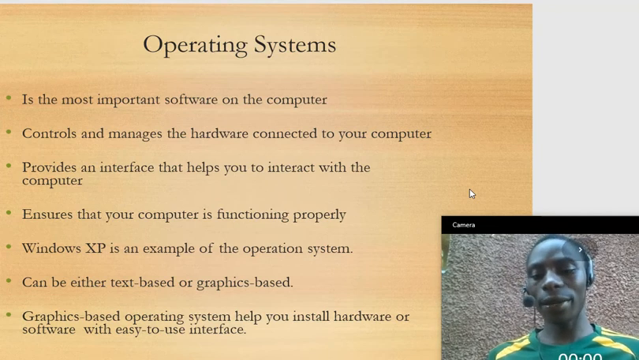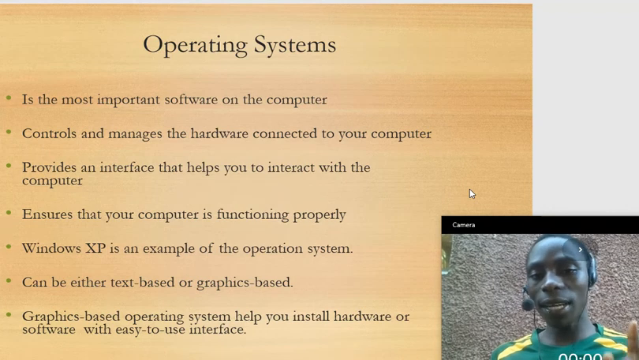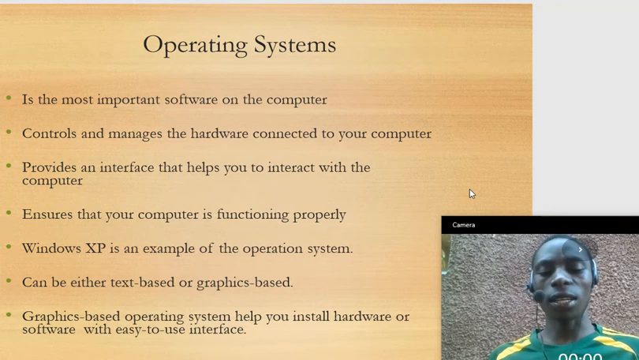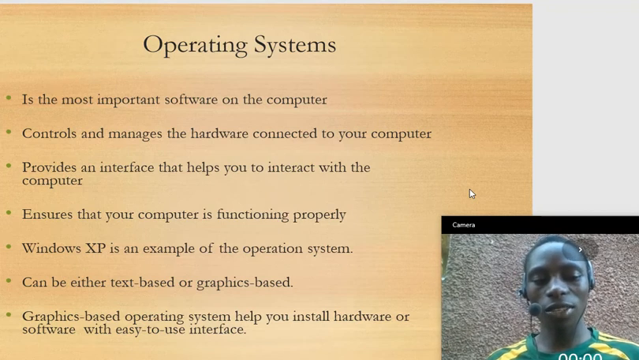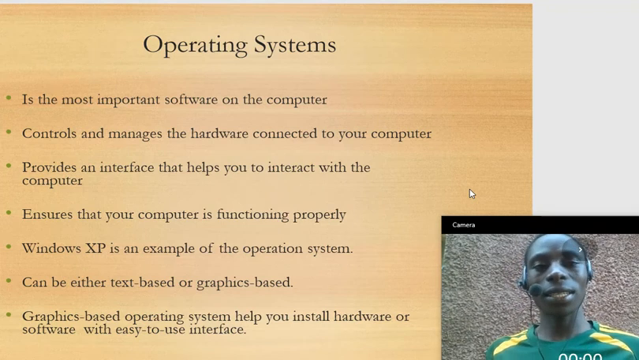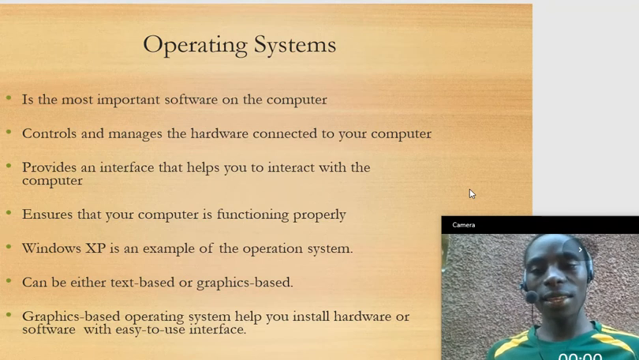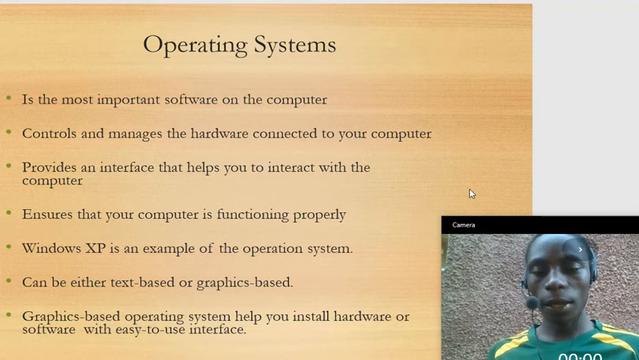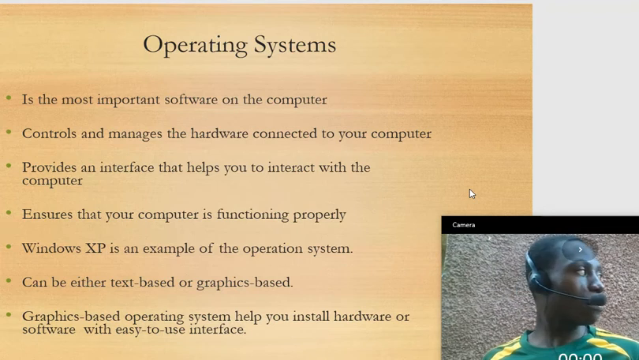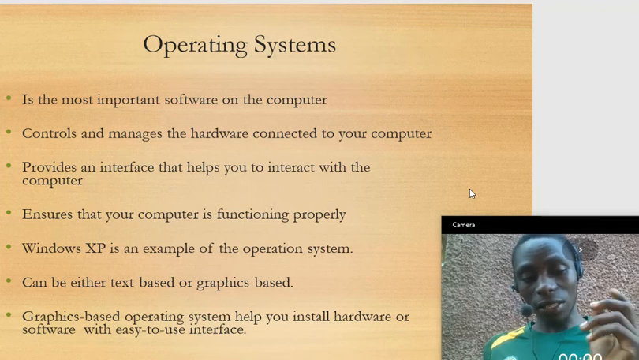So let's look at the operating system, which we are saying is the most important software on the computer. After collecting all the hardware components together, we expect to have some software. We will not do anything else, we will not use any other software, unless we first have the operating system on our computers. It is very, very important, and it is necessary to have the operating system.